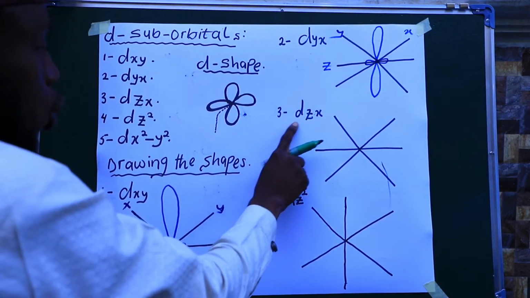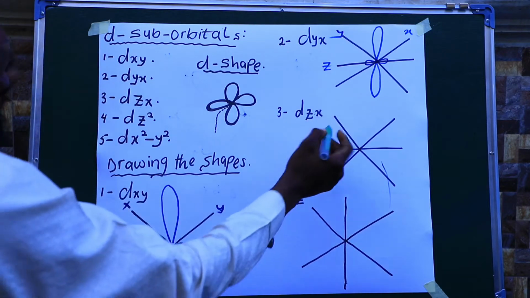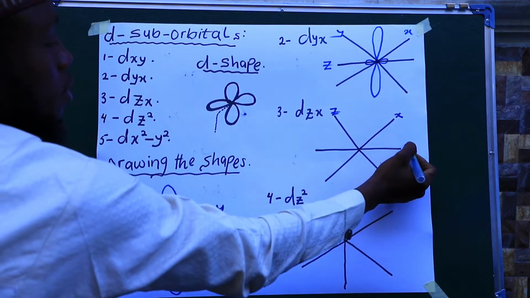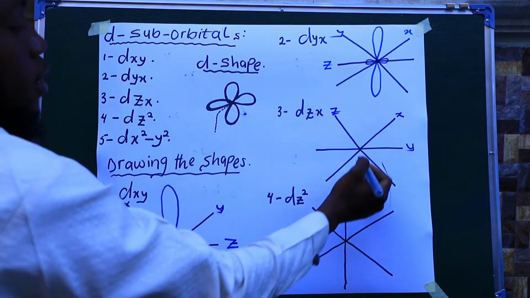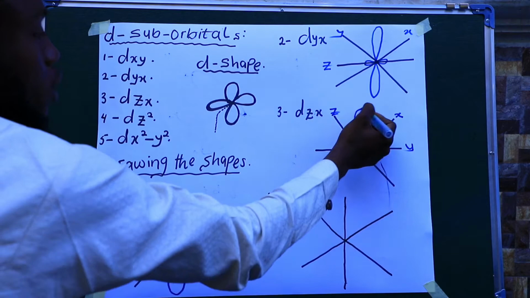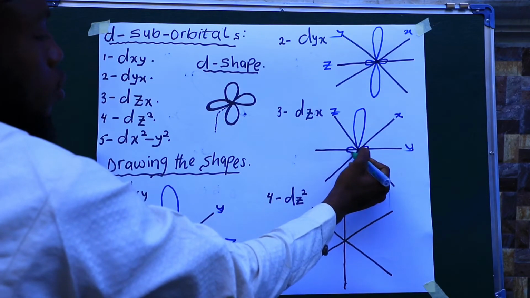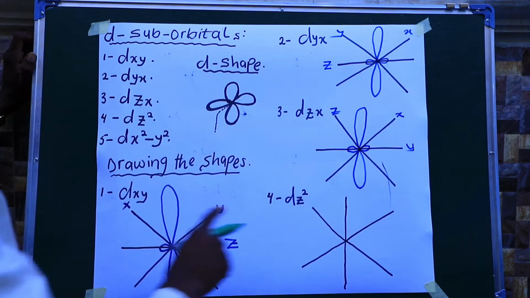So now let's go for number 3. Number 3 is dzx, always on the top, z and x, with the missing variable here. So now the maximum amplitude is in between z and x, and a very small amplitude on y, the missing variable.